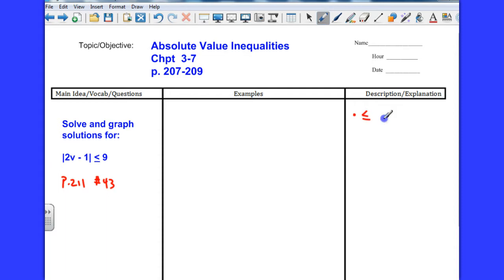All right, now before I do anything, the first thing I'm going to identify here is that less than or equal to creates an and. Now that might make my life a little bit easier. Okay, so let's try it. Let's copy it down. The absolute value of 2v minus 1 is less than or equal to 9. All right, so basically here's what you're looking for. You are looking for values in here that are less than or equal to 9.